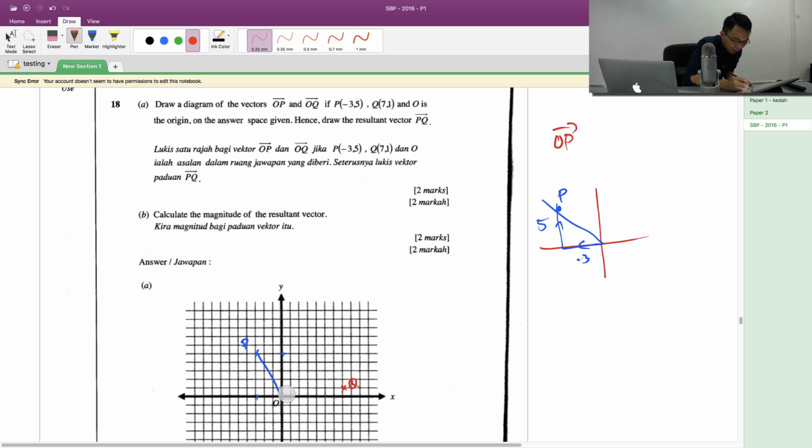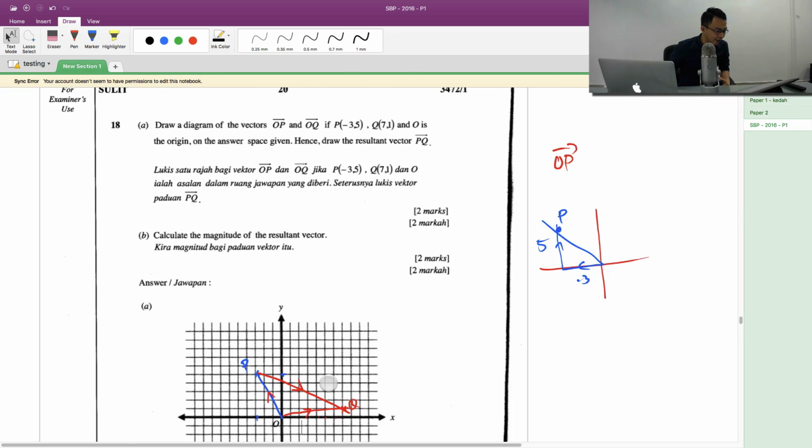So O to Q. Of course, you have to use a ruler to draw, but I don't have the ruler here. Alright, the question asks you to draw the resultant vector PQ. Then you have to draw P to Q. This is OP, given, and draw the resultant vector PQ. This is OP, this is OQ, and the resultant vector PQ. We just draw like this.